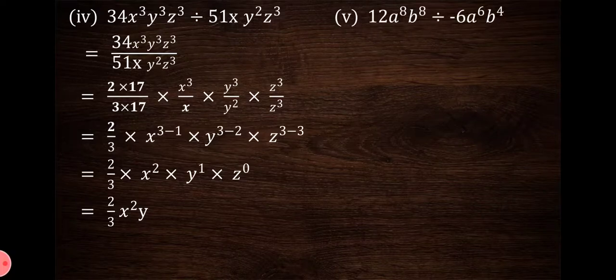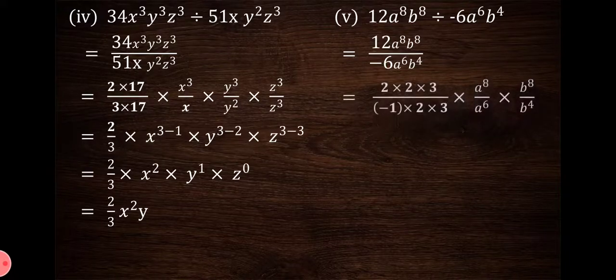Next question, question number 5. 12 a raised to 8 into b raised to 8 divided by minus 6 a raised to 6 into b raised to 4. That is equal to 12 a raised to 8 into b raised to 8 upon minus 6 a raised to 6 into b raised to 4. Again we will separate the numerical coefficients and the similar variables in fraction form.